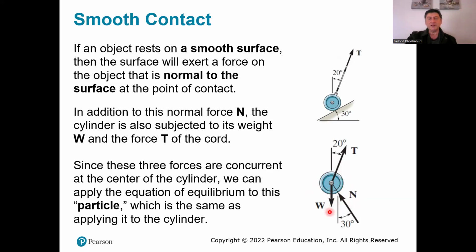So then we can write the equation of equilibrium for this particle once we have the free body diagram.